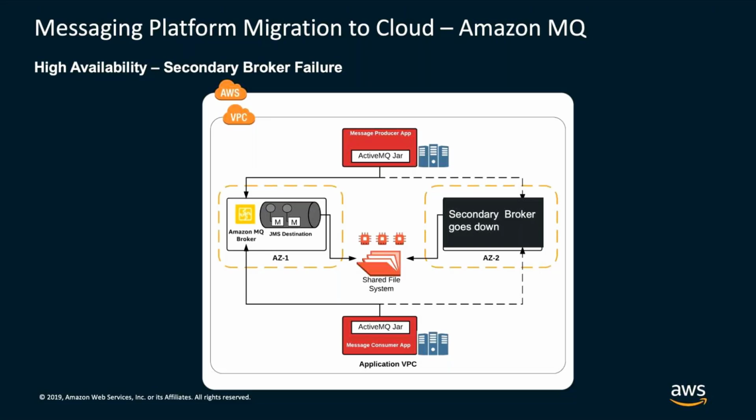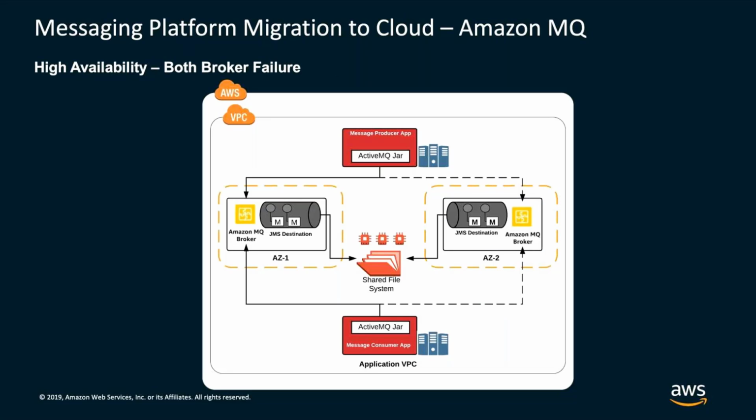So if this scenario happens, the good thing about this architecture is that you don't need to worry about it, because your message producer and message consumer applications are still connecting to the primary broker. Even though the connectivity between the secondary broker and your application is broken, it doesn't matter to you. It just works fine. So this is the second scenario.